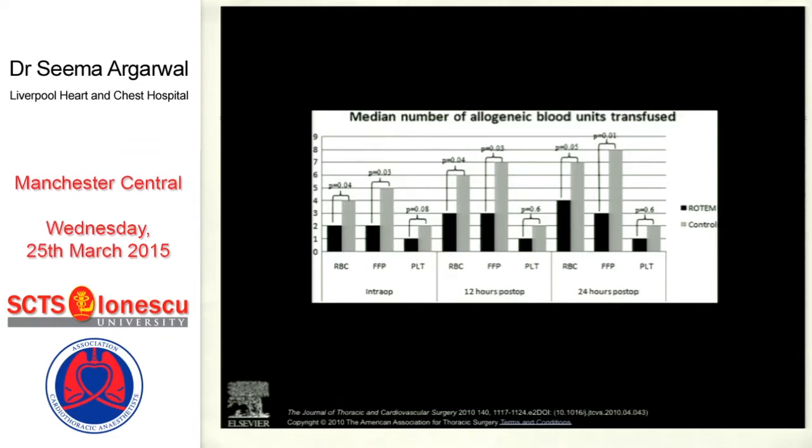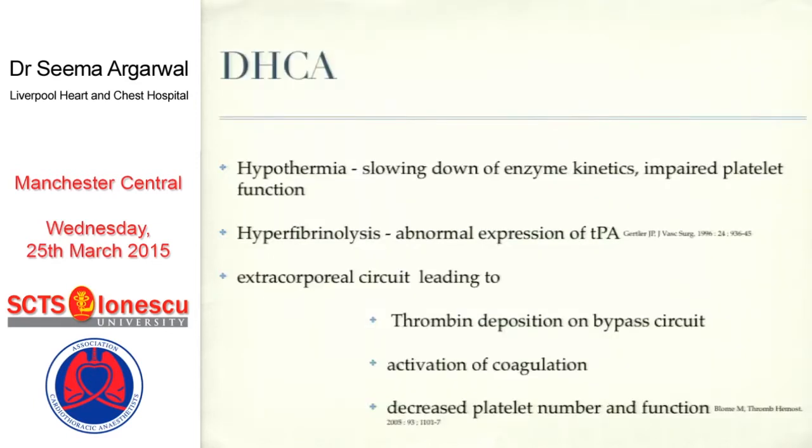So what is it, apart from the vascular nature of these operations, that means these patients require so much blood and so many products? The problems in the coagulation system with deep hypothermic circulatory arrest are well known, and they're essentially like being on bypass, but in the extreme. And so you have extreme hypothermia with a slowing down of the enzyme kinetics and impaired platelet function.